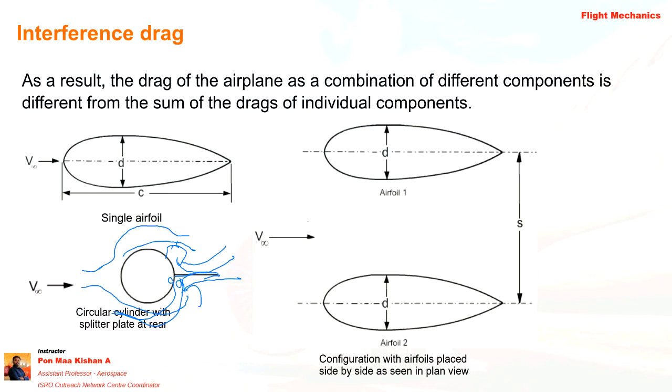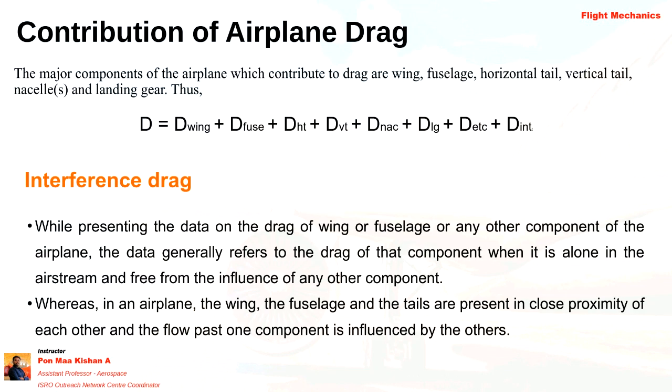When there are two objects, both the object flows interfere after a particular distance. So that's what they are saying. When the flow around two objects interferes with each other, it is called interference.